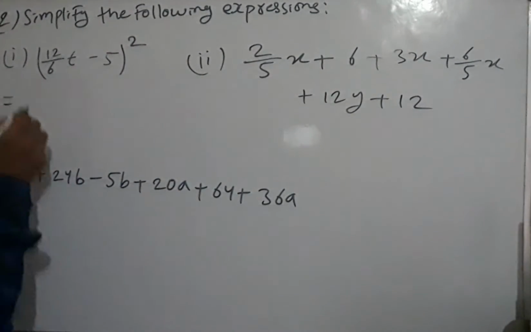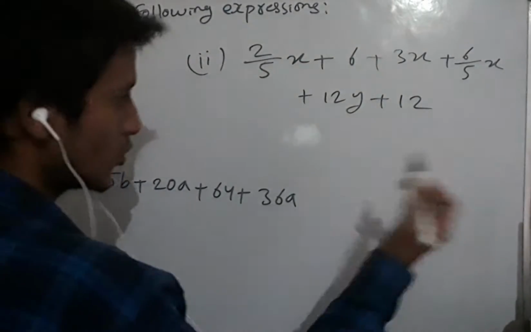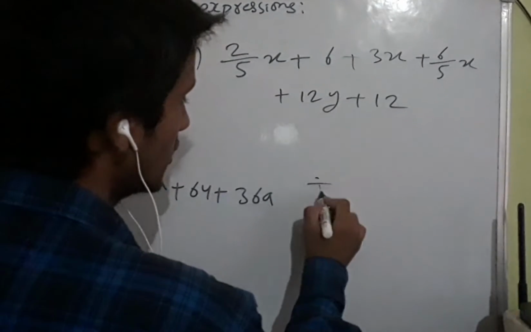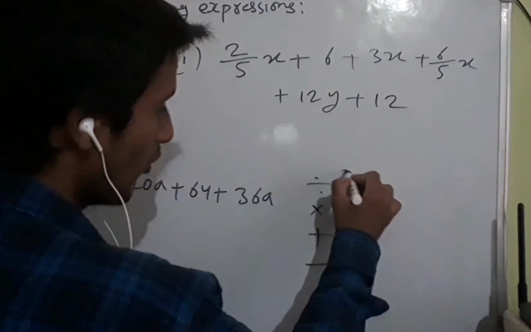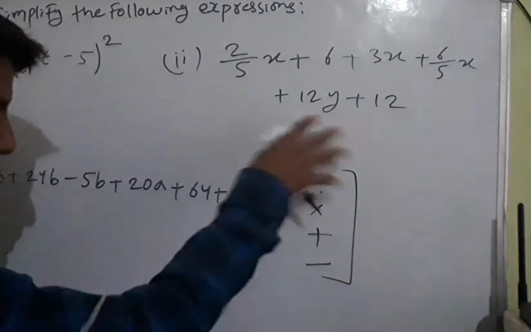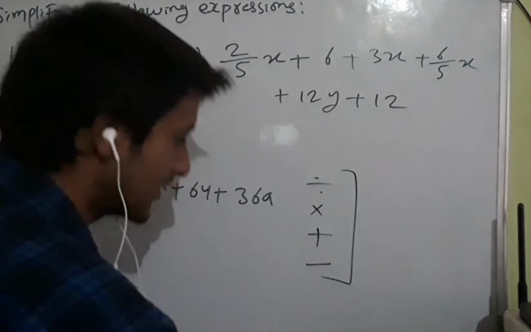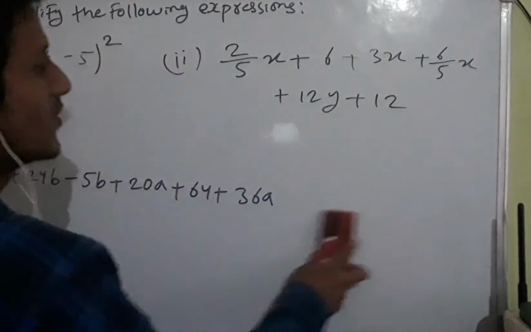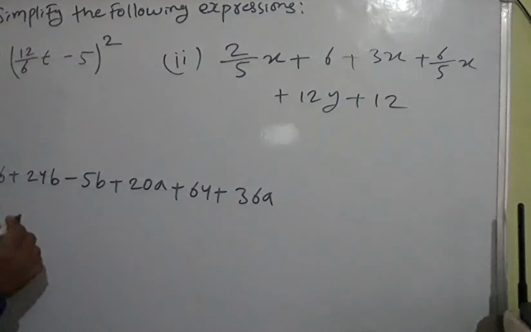To do that, we have to perform the basic operations: division, multiplication, addition, and subtraction. We perform only these basic operations, and when we cannot do this any further, that will be the most simplified form. So here we have the first algebraic expression, and if you solve it, it's the square of that.